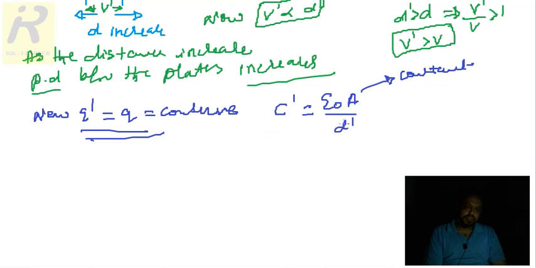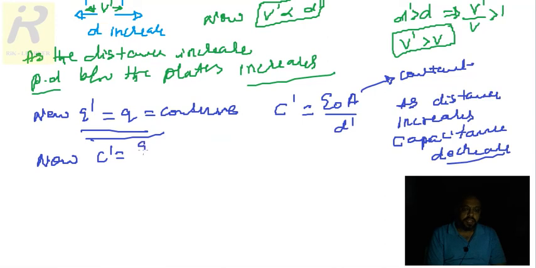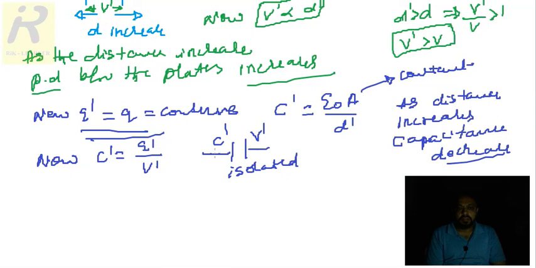Since the distance increased, capacitance decreases from this notation, right. So as distance increases, capacitance decreases. So now what I can write is C dash equals Q dash divided by this V dash, which is the new one. So charge should remain as it is till the capacitor is isolated. So it is isolated where the capacitance is C dash and potential difference is V dash. Keep that in mind. Till now I have not connected this capacitor to the battery again.